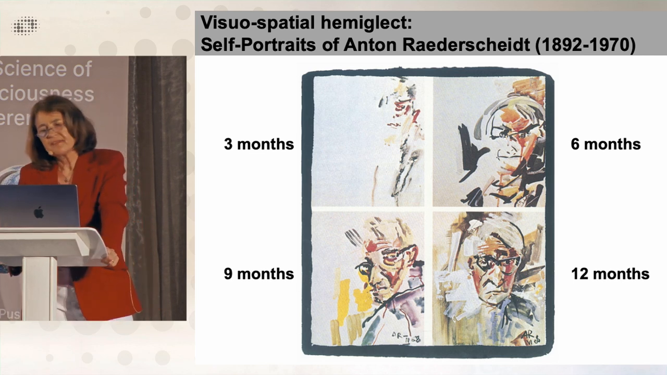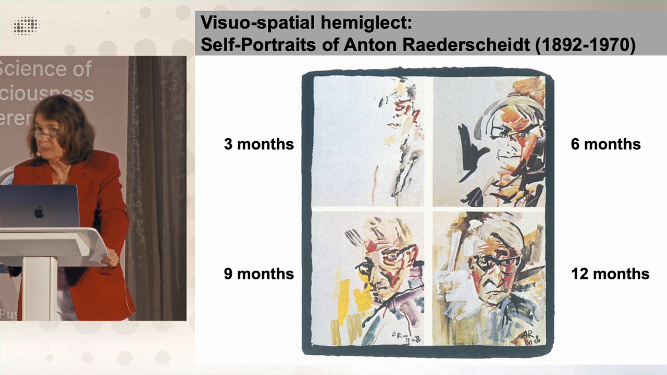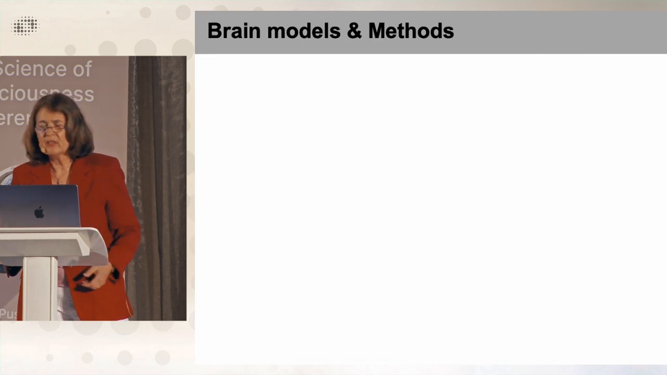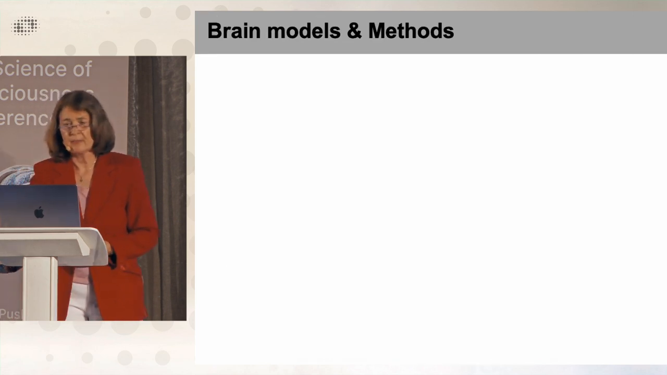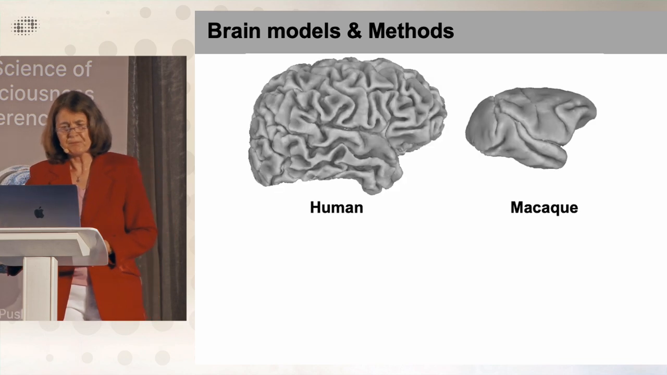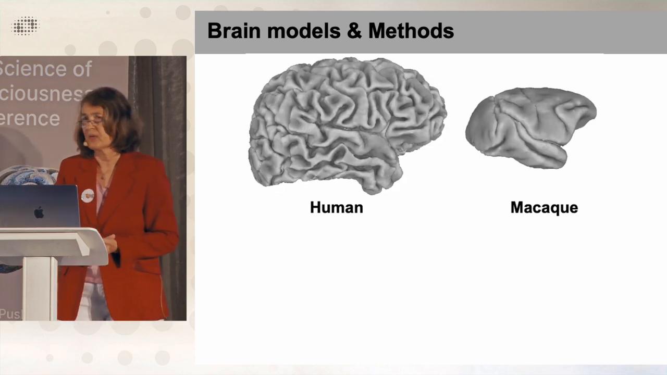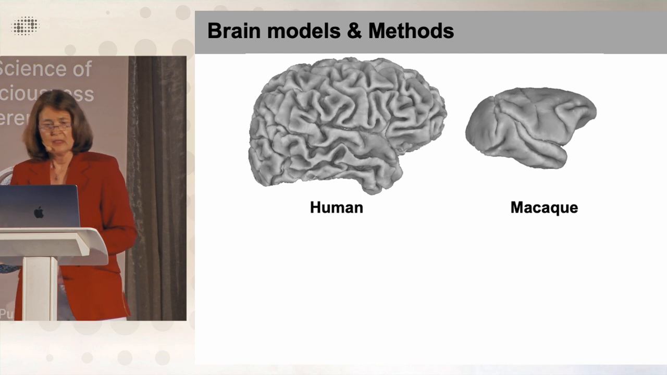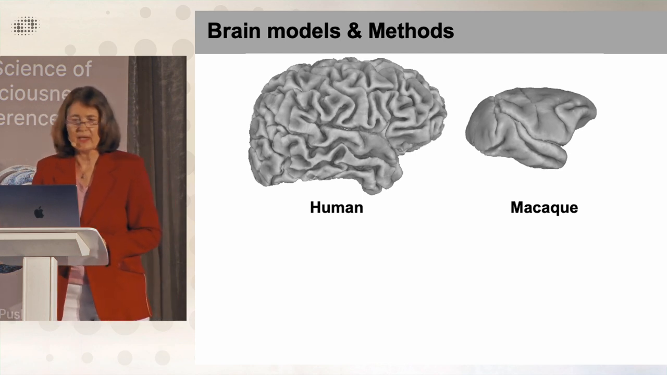Okay, so let's get back to the rhythms and to this blinking spotlight of attention. I want to tell you a little bit about how we study that in my laboratory. We study 2 different primate brain models, the human brain and the monkey brain.